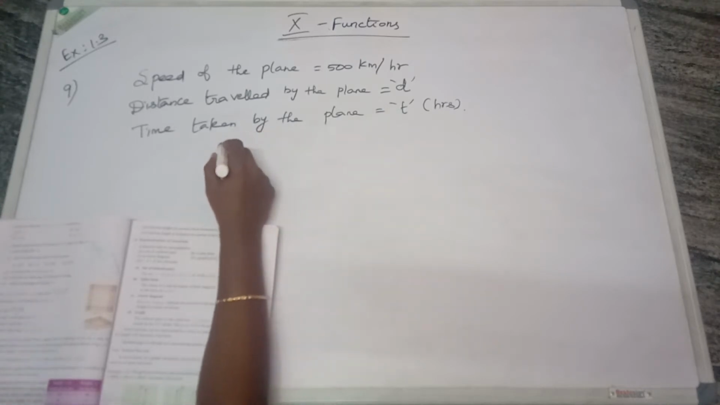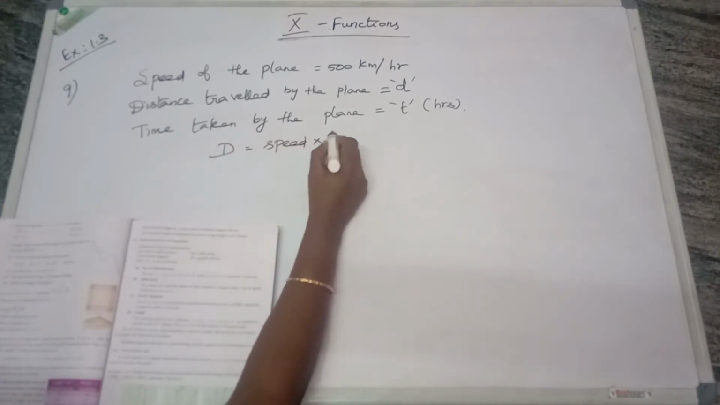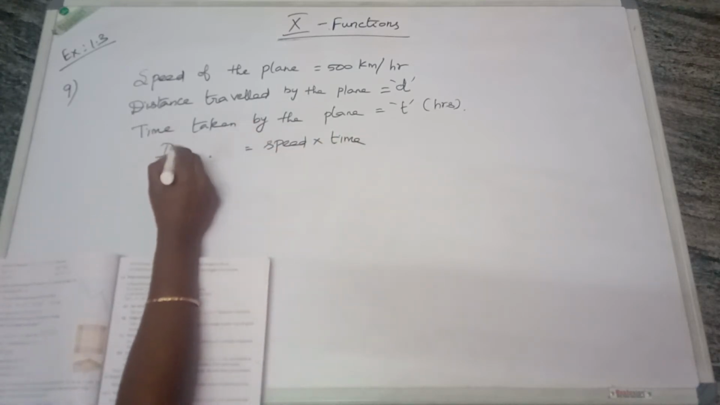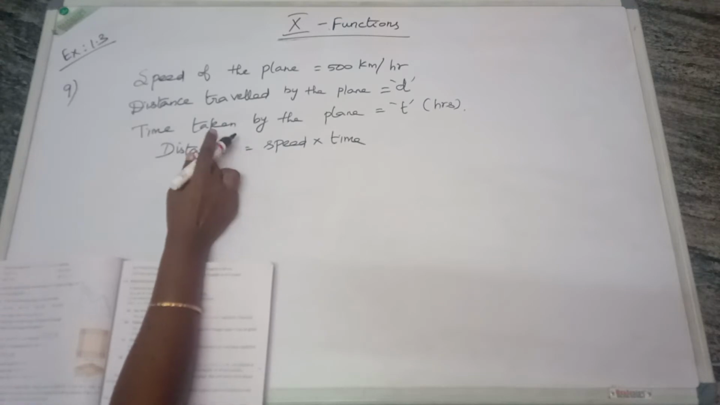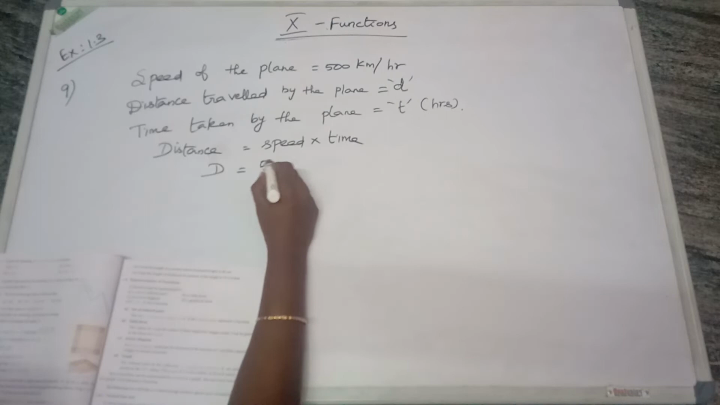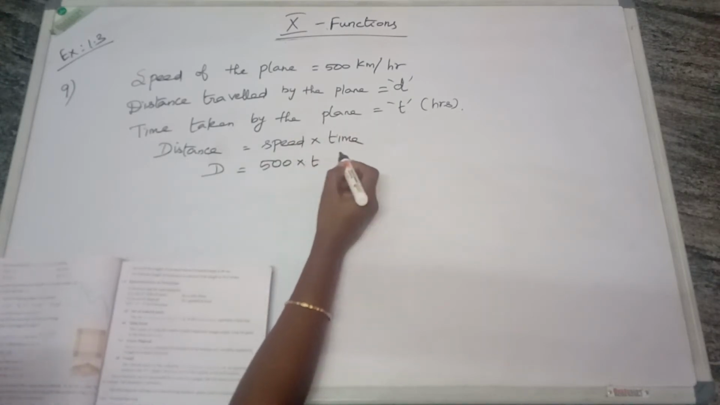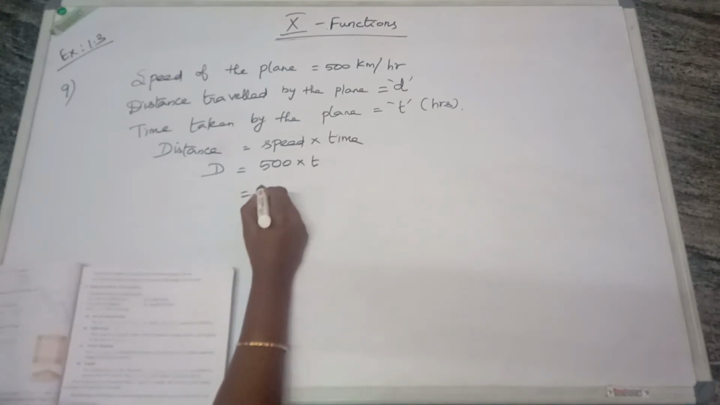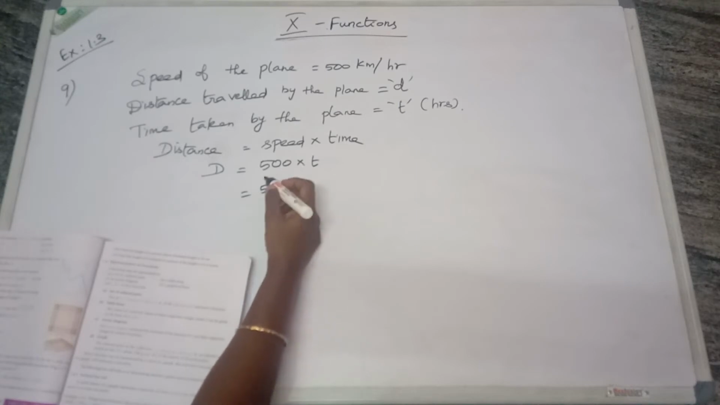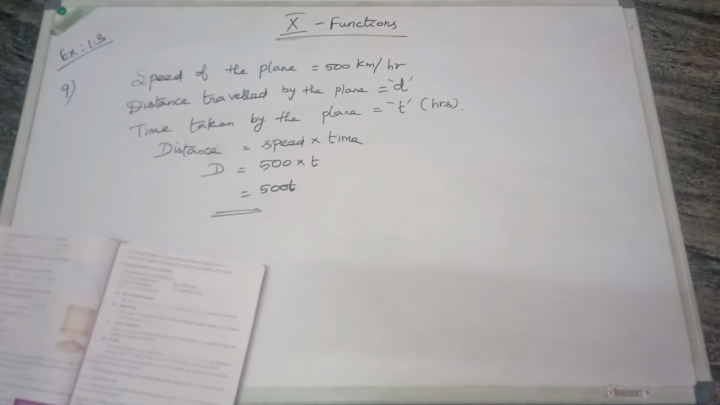Okay, so what is the distance formula? Distance formula is speed into time. Distance equal to speed into time. So distance d equal to speed of the plane, 500 km, into time, which we have taken as t, in hours. So 500 t. So d equal to 500 t. See here we have expressed the distance in the form of t. That is the answer.